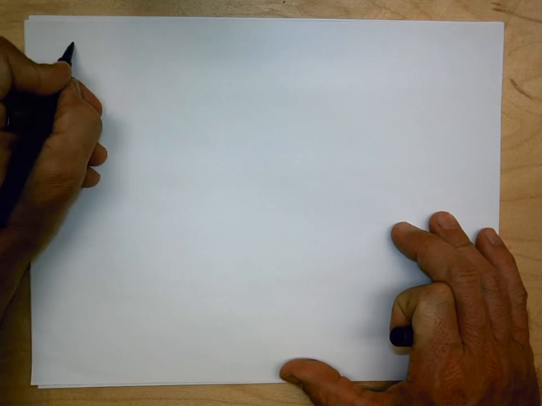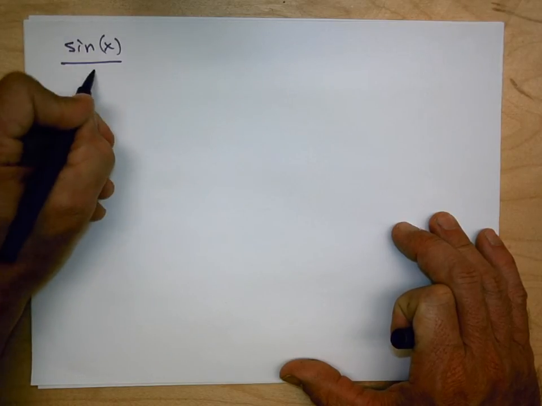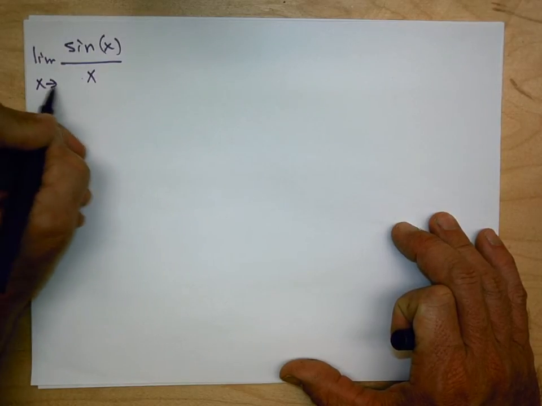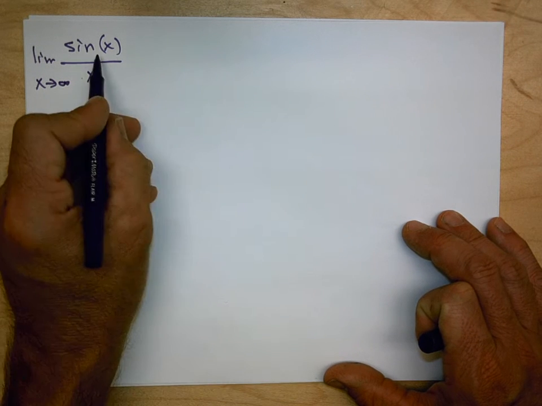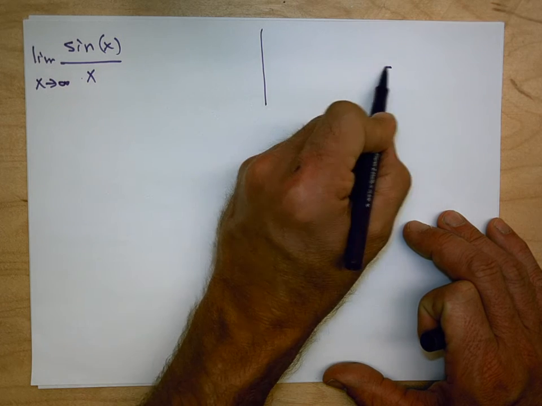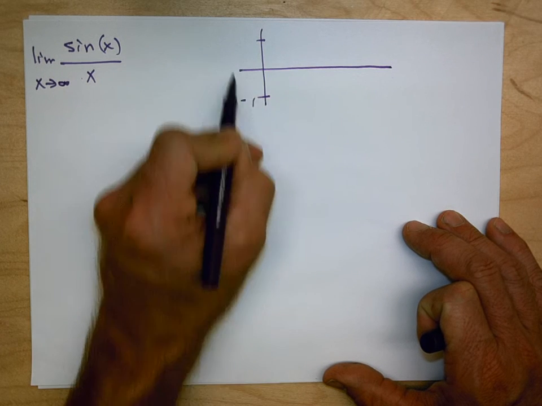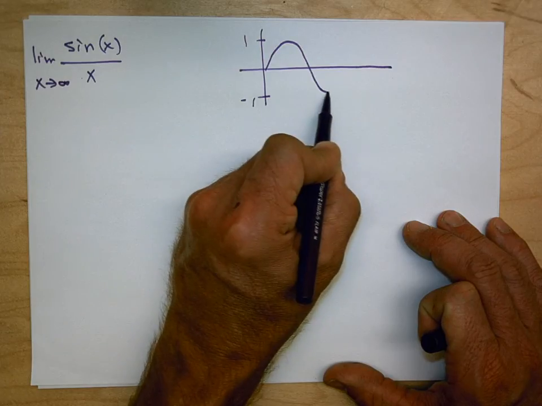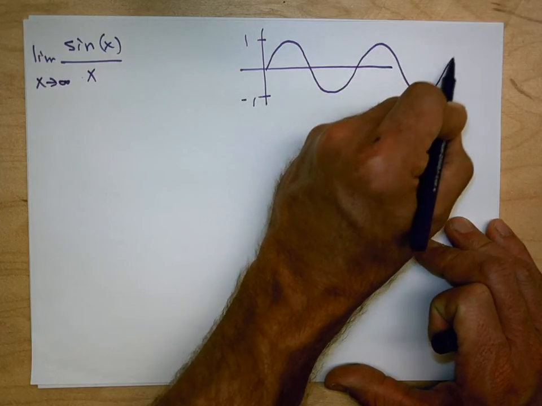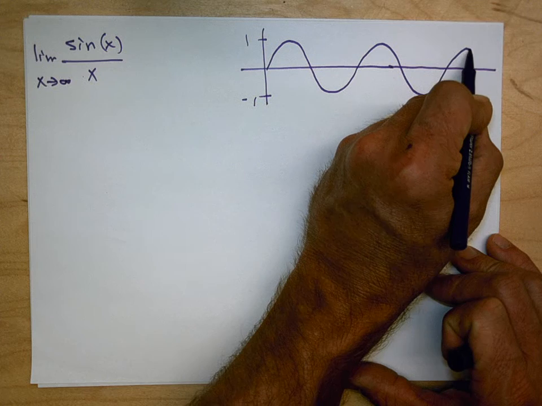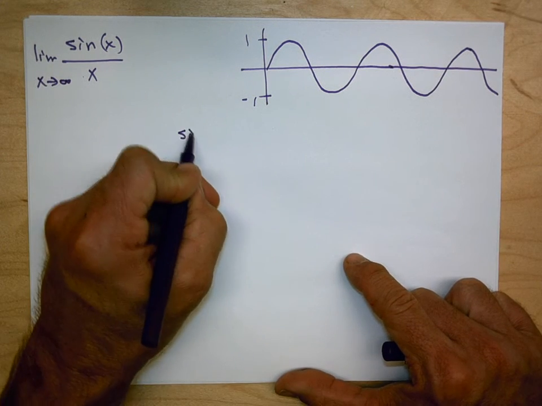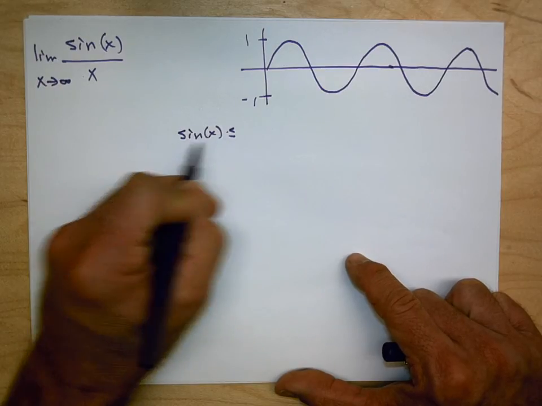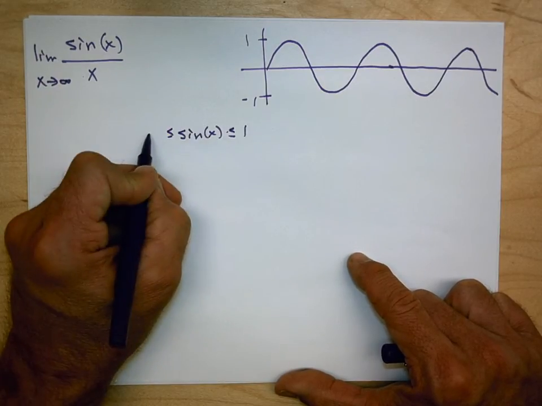Let's look at something like sine of x over x, and we want to take the limit as x goes to infinity. Well, if we look at this, we know that sine just kind of bounces back and forth, as we go to infinity, from -1 to 1. So it's going to go up and come down and go up and come down, and it's going to just continue like that forever. All right. So we know that sine of x is always less than or equal to 1 and greater than or equal to -1.